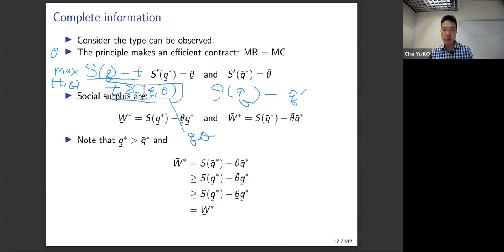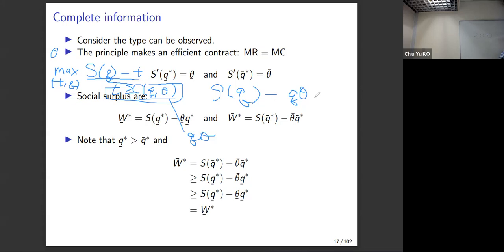Minus Q theta, right? Because then no fixed cost. SQ minus Q theta. You solve for this, and Q star equals S prime Q. Is that clear? So that's why you have this line. Is that clear? Maybe I should add it back.